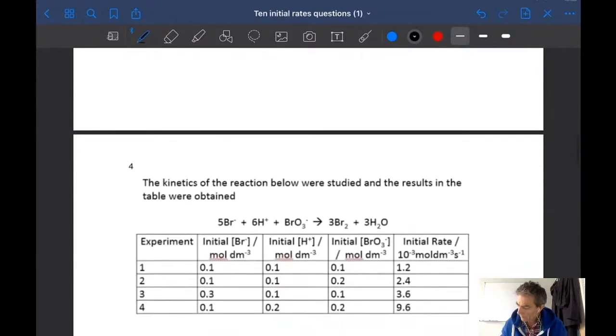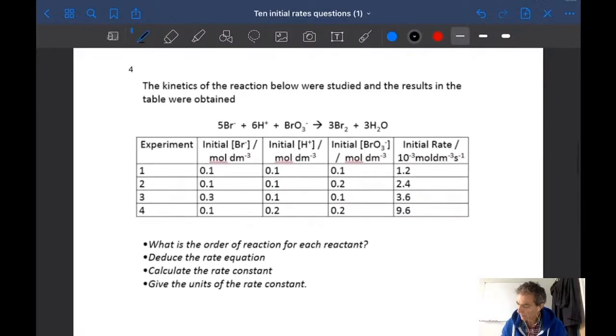Okay, so number 4 now. You can see it's getting more difficult in the sense that there's an extra reactant to worry about. So where can we keep 2 of the reactants constant but then only change 1? Well, in 1 and 2 you can see that the Br minus is staying at 0.1, the H plus is staying at 0.1, whereas the BrO3 minus is changing. So that's what we'll look at first. That's a twofold increase. Nice easy one to do in your head.